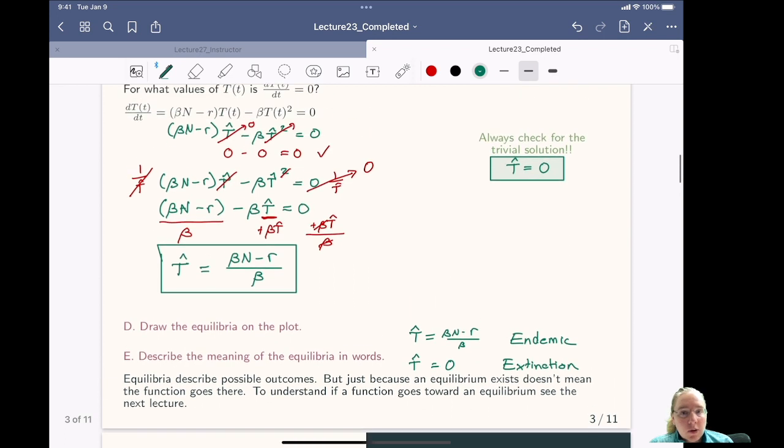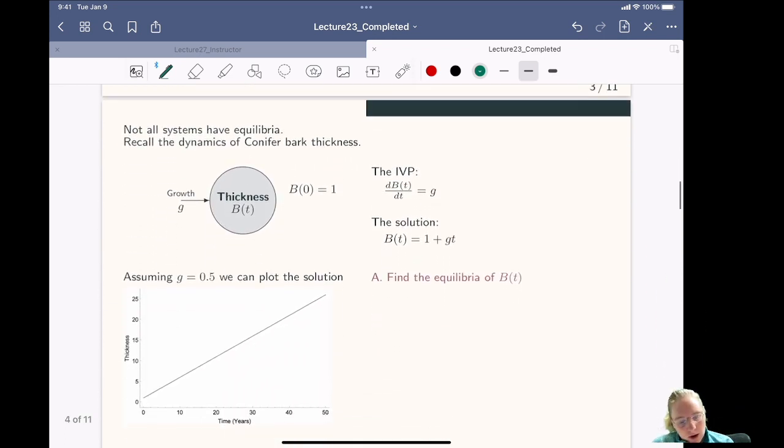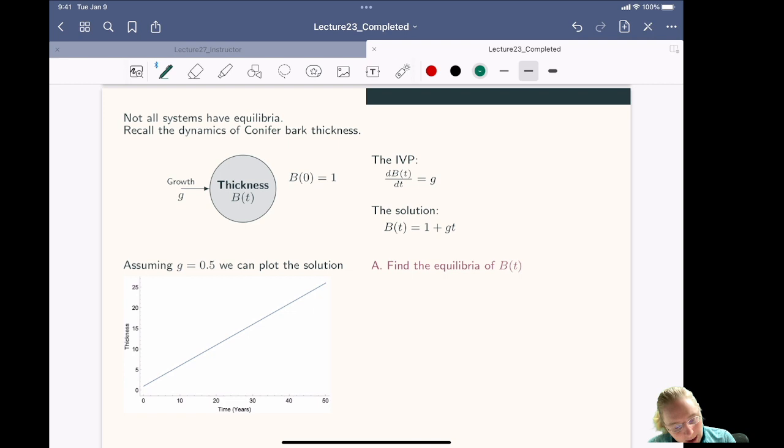All right, so what do we do? What are some other things we need to know? Well, we have to know that not all systems have equilibria. Not all systems stop changing at some point. So consider this simple differential equation. For bark growth, you have the thickness of the bark, and it's growing at some constant rate, g. It has some initial condition, b0 equals 1. This is our initial value problem: dB/dt is equal to g, and b0 equals 1.